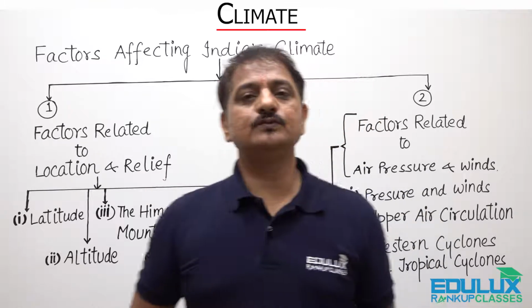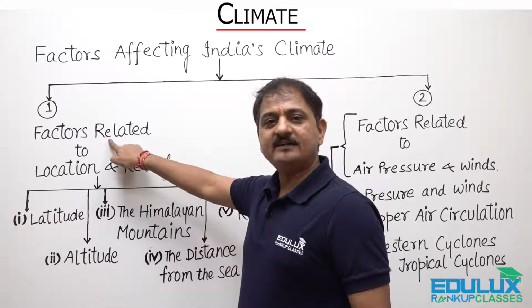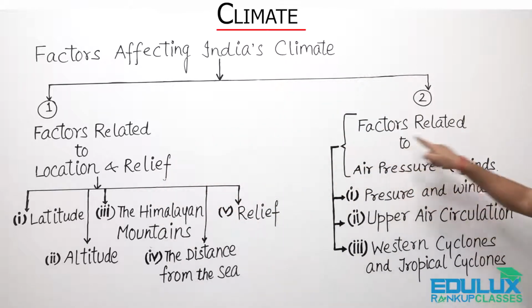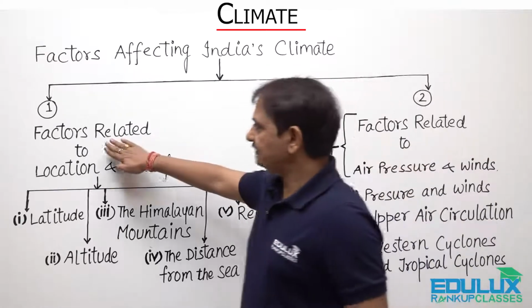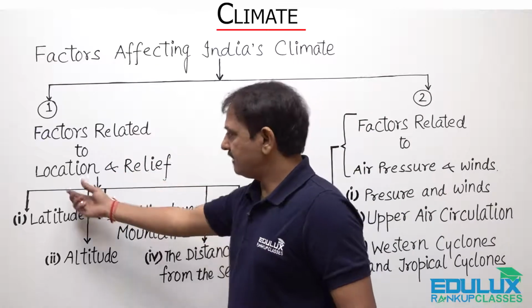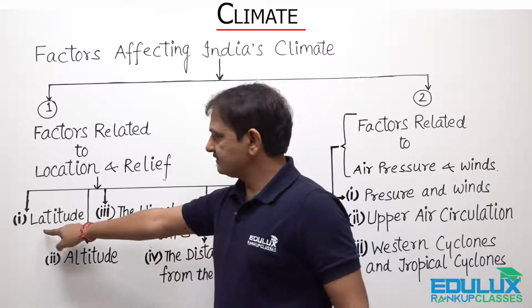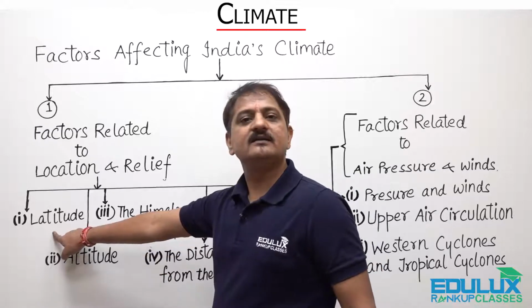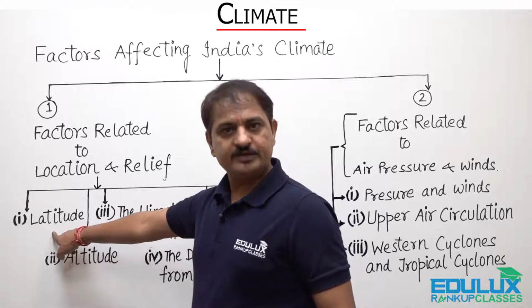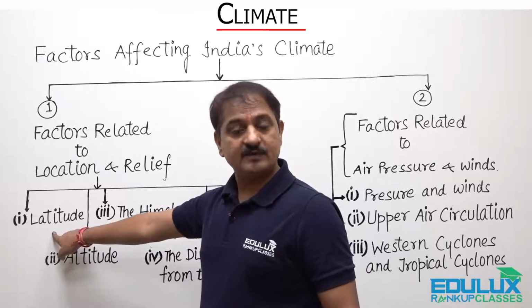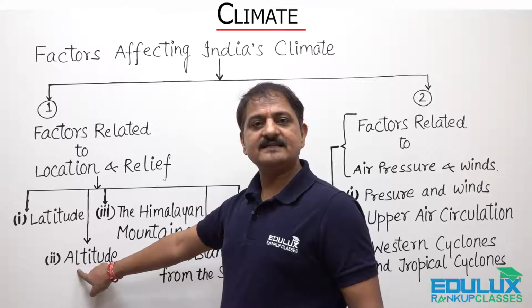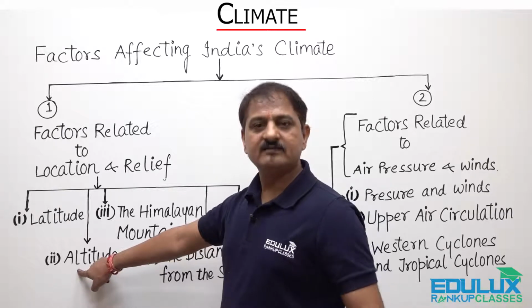We divide them into two groups. One is the factors related to location and relief, while the other is the factors related to air pressure and winds. Now, what are the factors related to location and relief? Again, we have this flow chart: number one, latitude; number two, altitude. Latitude relates to the location of India latitudinally and longitudinally, and you have already studied this in chapter one. However, we will also discuss it here. Then altitude, that is height, I mean different relief features.